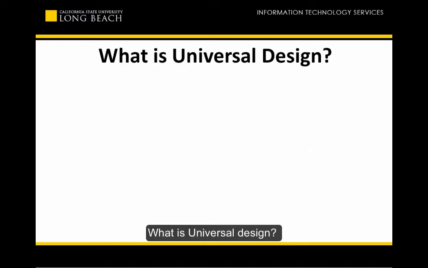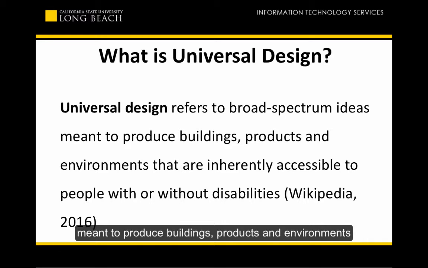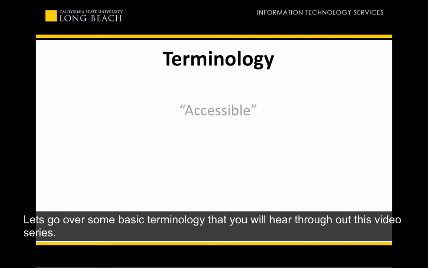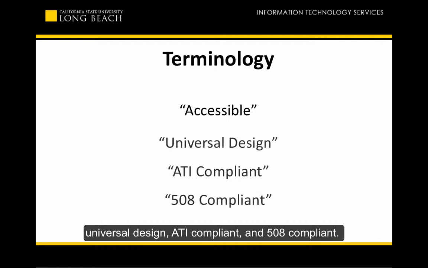What is universal design? Universal design refers to a broad spectrum of ideas meant to produce buildings, products, and environments that are inherently accessible to people with or without disabilities. Let's go over some basic terminology that you'll hear throughout this video series. You'll hear the terms accessible, universal design, ATI compliant, and 508 compliant.